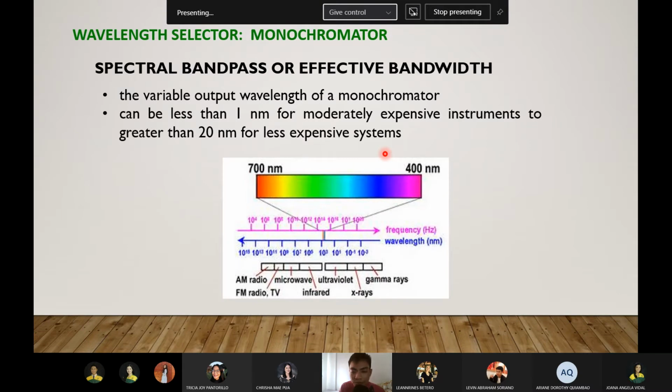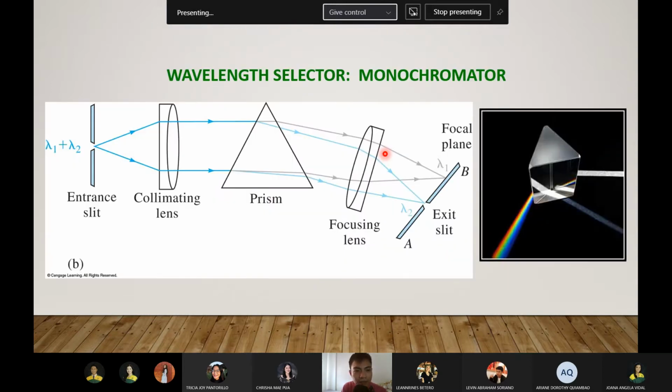It works like a prism. Remember, when you hit a prism with white light, a rainbow comes out. Okay? So that's also what this does. This is the general idea of a monochromator. You have your light source here. Then it will use a prism to split the light into several colors. Then it will only choose a specific color.